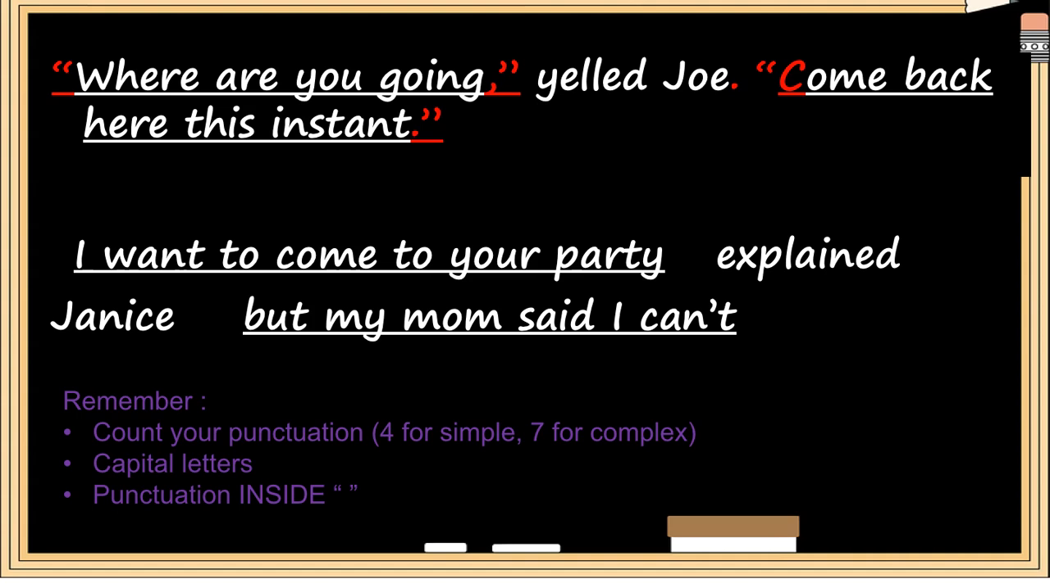"I want to come to your party," explained Janice, "but my mom said I can't." "I want to come to your party" is a complete sentence. "But my mom said I can't." That's not a complete sentence. That means this sentence is continuing from the first quote through to the second one. That means after Janice, I need to put a comma.